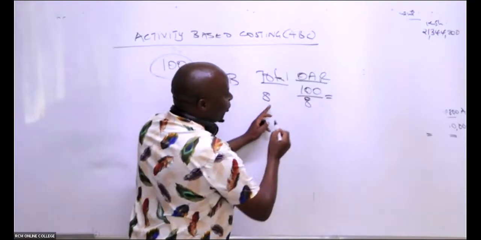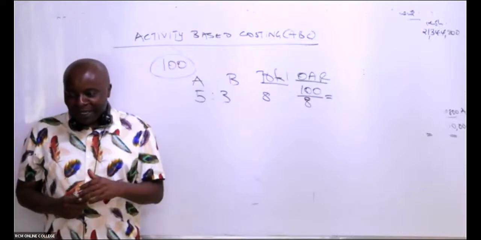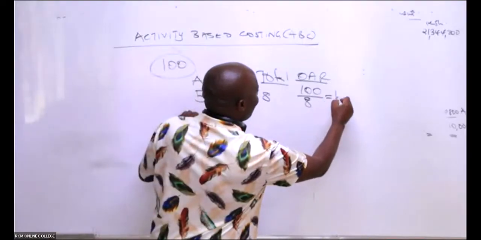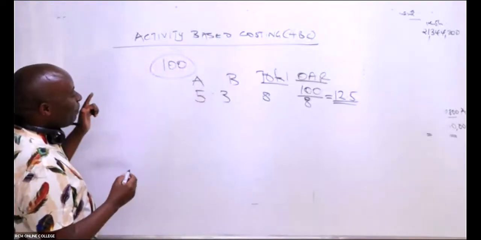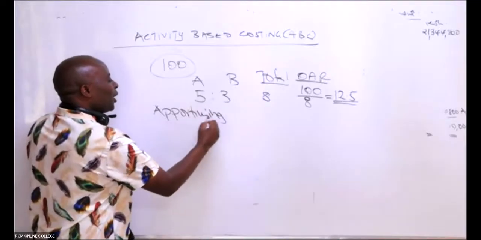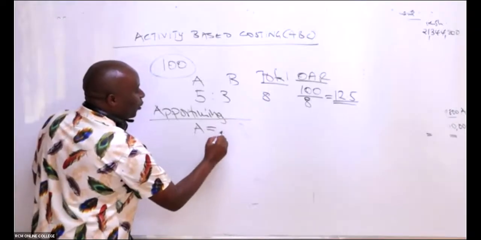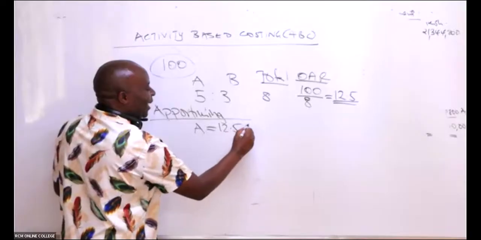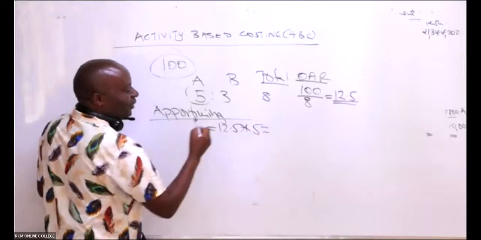So 100 divided by what here, somebody? 8. So is there somebody who is able to give me this OAR, overhead absorption rate? What is 100 divided by 8? 12.5, isn't it? So this gives me 12.5 per unit of the activity. So that when I'm now apportioning the money, instead of using the fraction approach, I will say, A, we know that he's supposed to be consuming 12.5 per unit. But you see, A has got how many units here, somebody? 5. A has got 5.